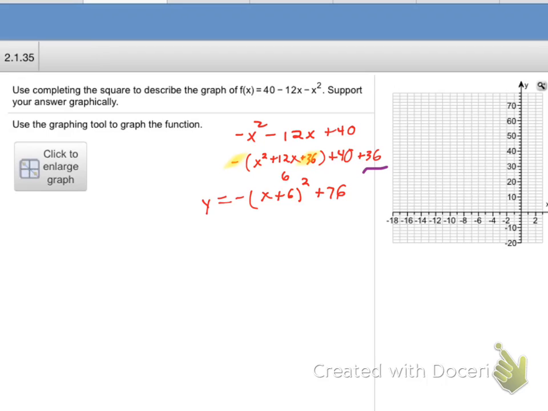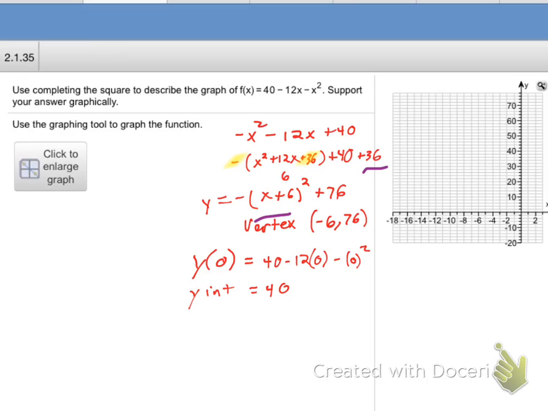Once you know that middle term is 6, then this whole thing can be rewritten as x plus 6 quantity squared, and in there you can find the vertex of negative 6, 76. That's one helpful point. And then the other helpful point you'd want to get is a y-intercept, and I'll show you how this comes in handy. So if I put 0 in for x, I get a y-intercept of 40. Those are 2 points I can graph really easily.